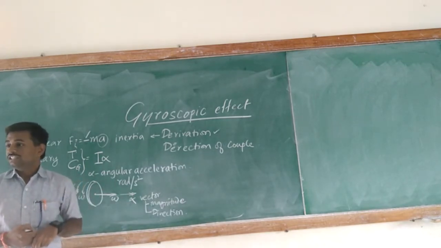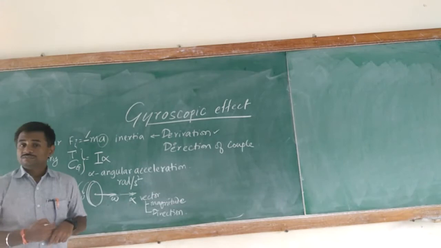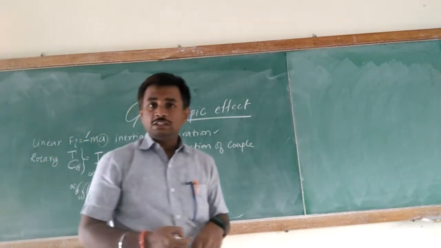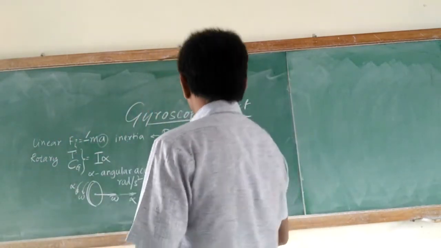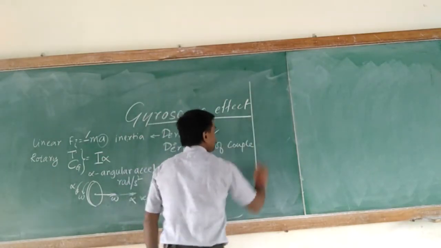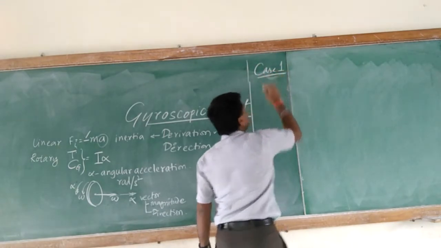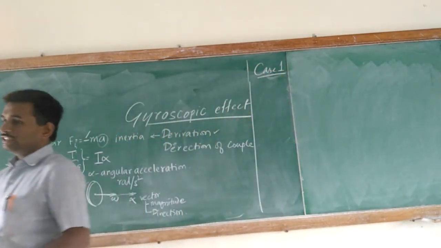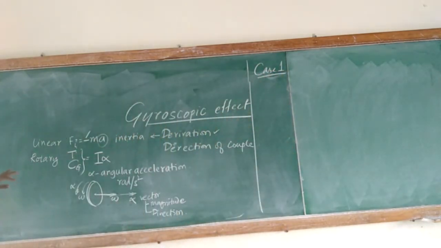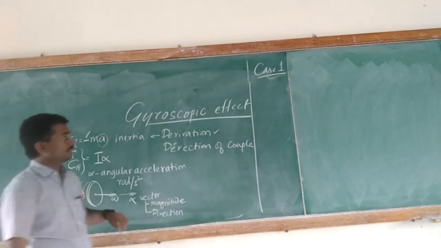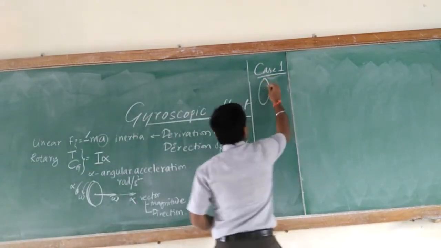So we have to find that change in angular acceleration. We have to find that in two steps. Fine. So case 1. In this case, we will keep its direction same, but we will change the angular velocity. So this will be a simple case.